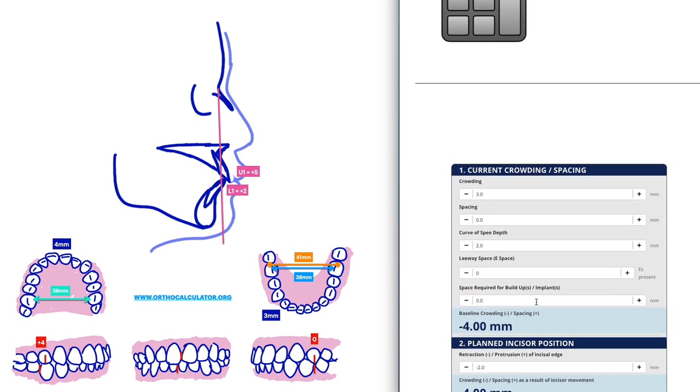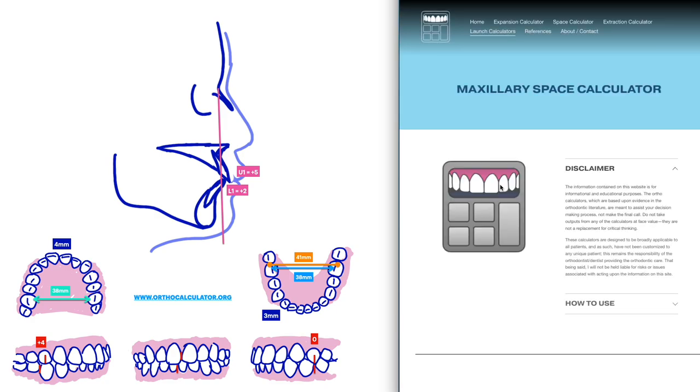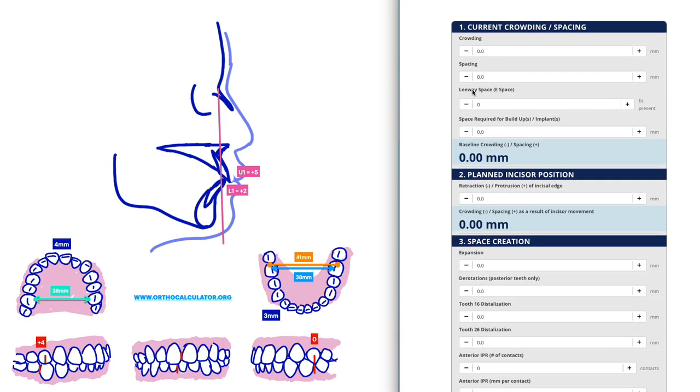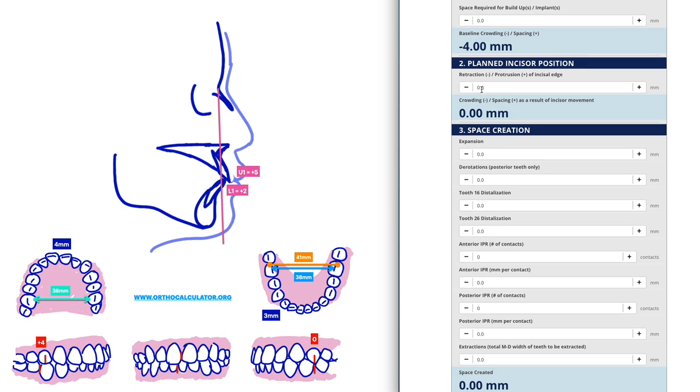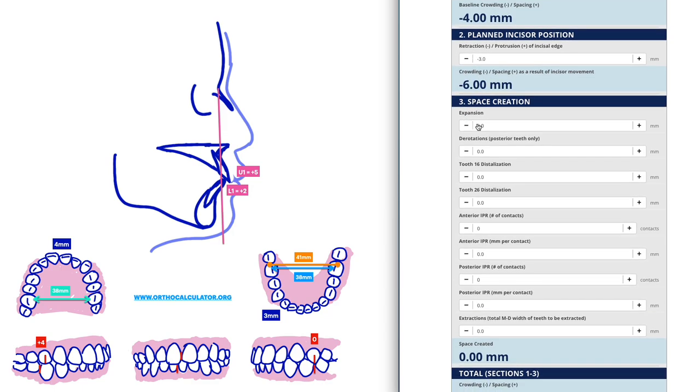Let's go back now for the upper arch. So same idea for the upper arch. We have 4 millimeters of crowding. No spacing, no leeway space. We want the upper incisors to come back to give us about 2 millimeters of overjet. So if the lowers are going back 2, we want the uppers to go back about 3. That's going to require 6 millimeters of space.